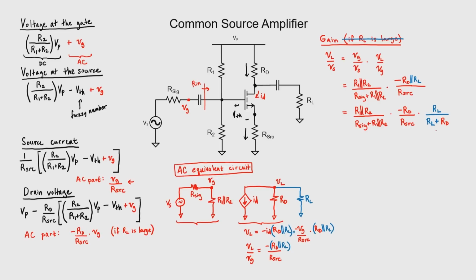This new expression will allow us to draw an alternative AC equivalent circuit. In that circuit, we'll have an input voltage divider, a voltage source, and an output voltage divider.